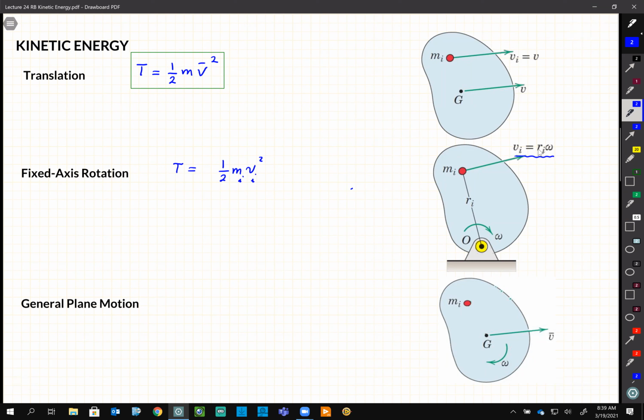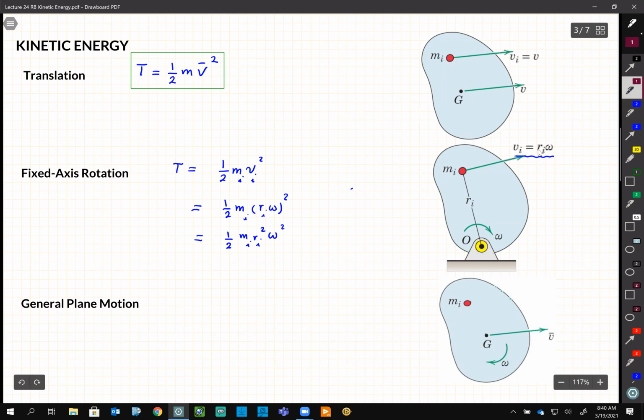So I can write it down as half of mi. Instead of vi, I write down ri omega squared. And I can simplify it as 1/2 mi ri squared omega squared. So we know this guy has a definition.